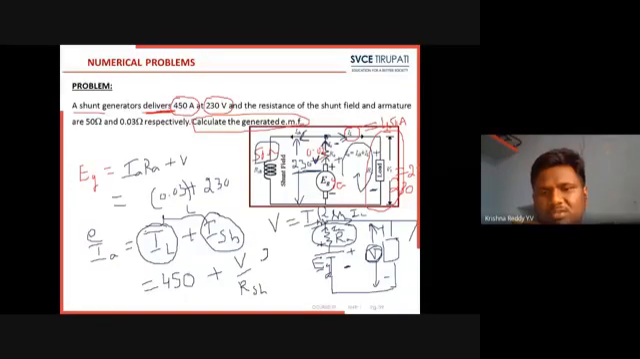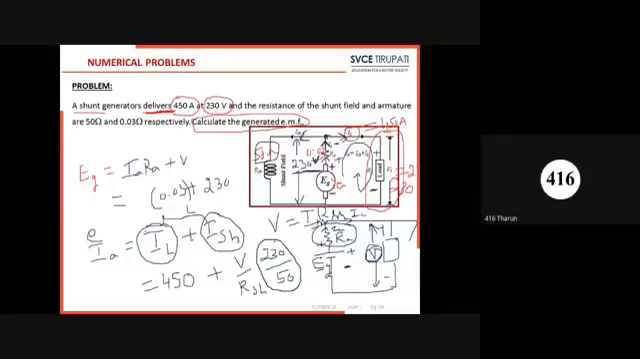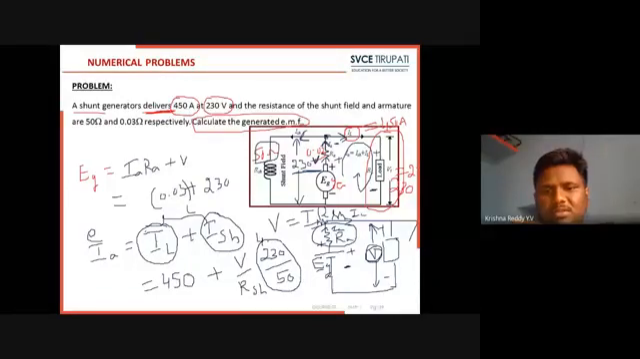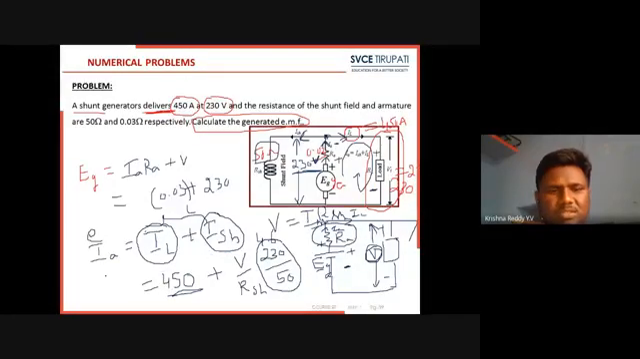Now the voltage V is 230 and the RSH value is 50 ohms. When simplifying, we get 4.6 amperes. The armature current is the summation of load current plus shunt current. 450 plus 4.6 means IA is 454.6 amperes.